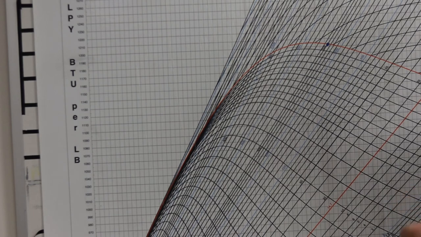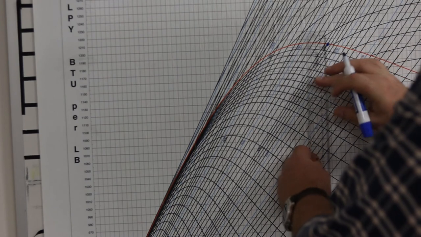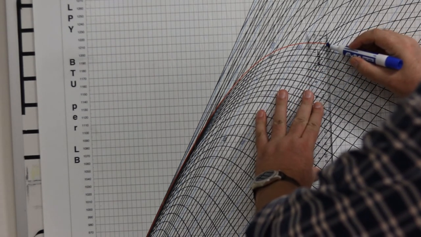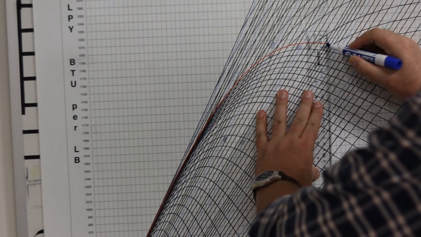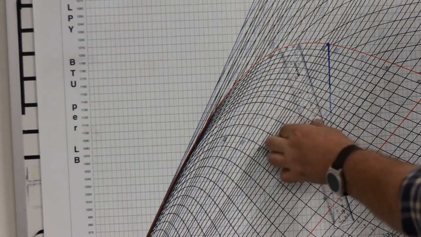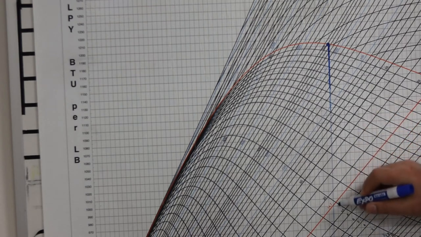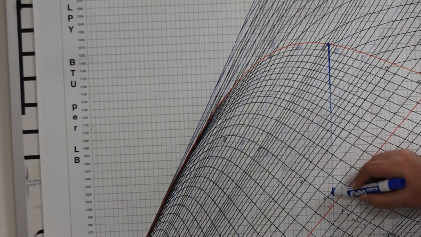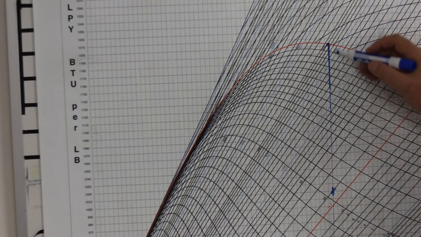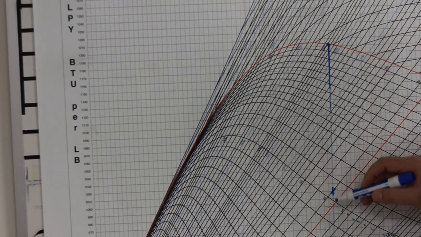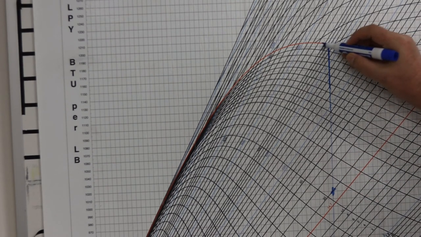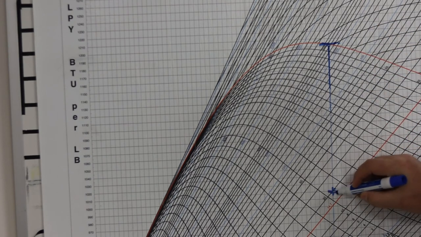Well, a turbine doing work is an isentropic process, so I'm going to use my ruler, and I'm going to draw this down. Draw my line, and I'm going to find where this crosses the 20 PSIA, right here. Okay, so how much work did that turbine do? Well, it's the difference between the enthalpy here and the enthalpy here.